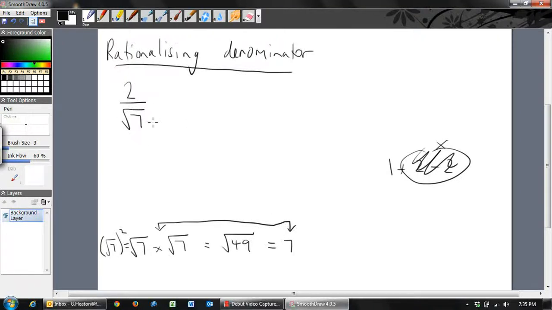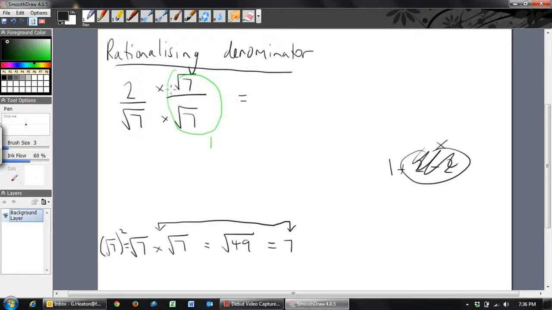So let's have a look up here. If I want to get rid of this square root sign on this root 7, what I can do is multiply that bottom line by root 7. But that would be changing the value of this number, and that wouldn't be good. And so what we do is we multiply both the top line and the bottom line by root 7. That does not change the value of this fraction at all, because we're just multiplying by 1. This whole thing is just 1. Anything divided by itself is equal to 1. So we're not changing the value of it at all, which is a good little trick, don't you think?